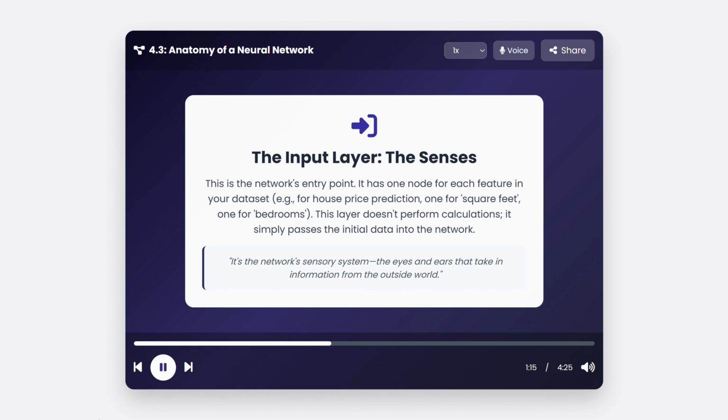Let's look closer at the input layer. Its job is incredibly simple. It receives the raw data. There is one node, or neuron, in this layer for every single feature in your dataset. If you're predicting house prices from size and number of bedrooms, you'd have two input neurons. This layer performs no calculations. It's simply the entry point, like the sensory organs of the network, feeding it information about the world.